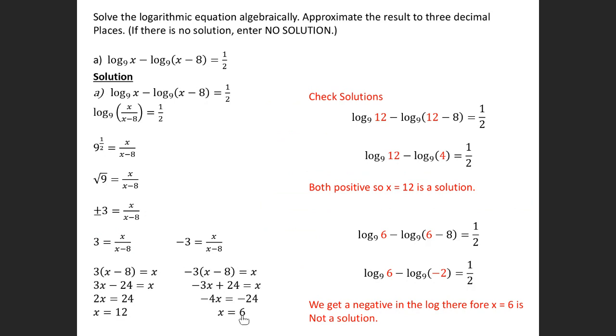But now look at the 6. If I plug in a 6 here, I'm okay. But if I plug in the 6 here, 6 minus 8 gives me a negative 2. Since I ended up with a negative here, that means this x equals 6 is not a solution. So this is not a solution, and this one is a solution. Okay. So yes, only x equals 12.